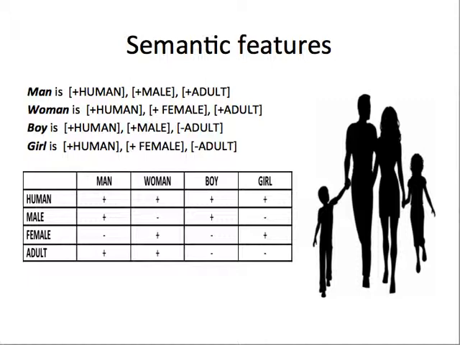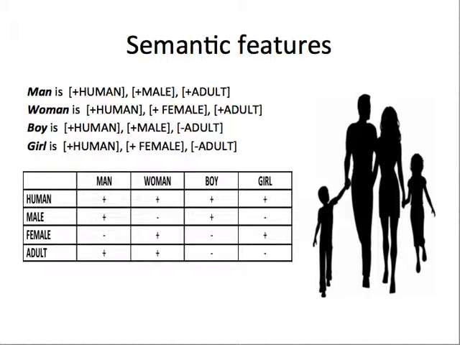One way semantics has gone about classifying phenomena in the world is a system called semantic features. These are essential features, and through a binary system of pluses and minuses, we can begin to determine the particular categories that we have for the world.